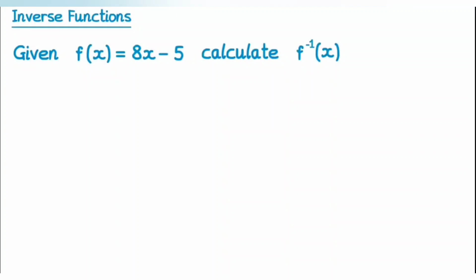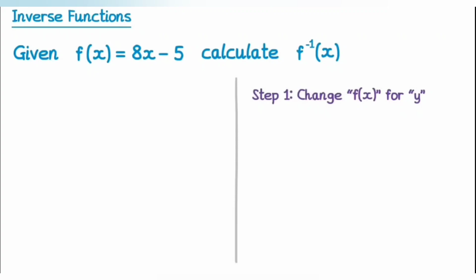Each time, the first step is to write out the function and change the f of x for a y. So the function here is f of x equals 8x minus 5, but I'm going to replace the f of x with a y.